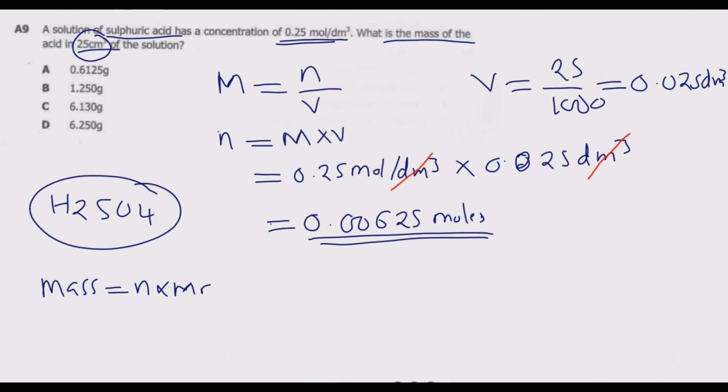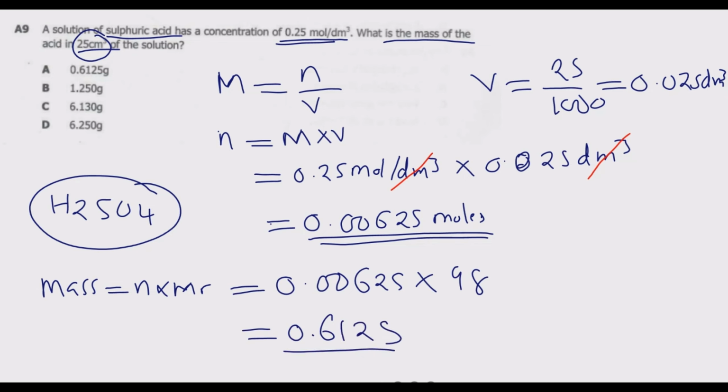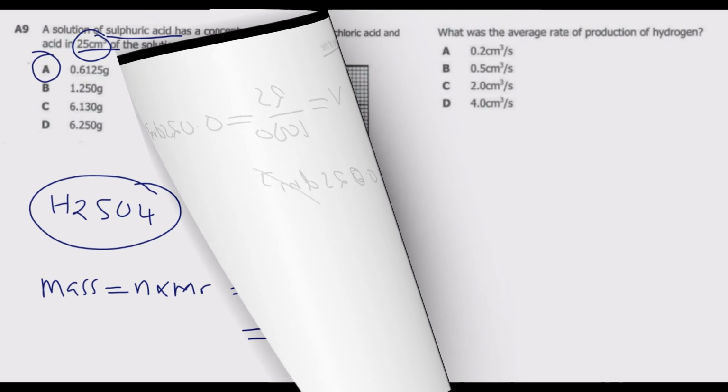So now, having found that, we can just substitute 0.00625 multiplied by 98. Then when we multiply that, we are going to end up with 0.6125 grams as our answer. If you look at the options, we discover that A is the correct answer.